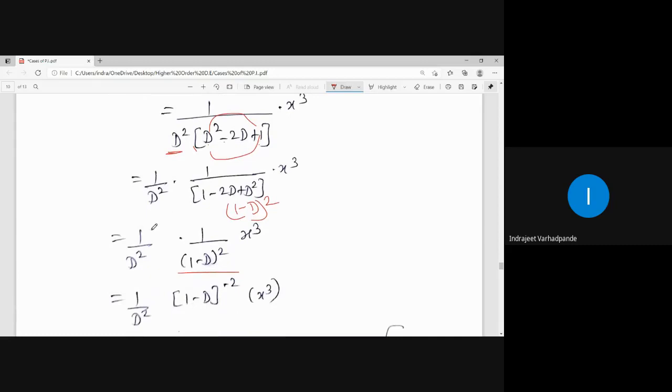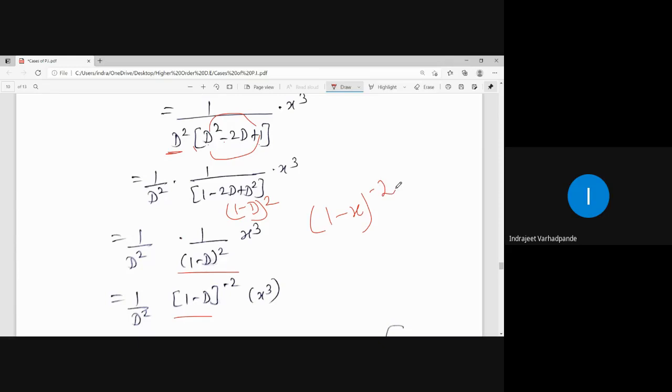So 1 upon d square multiplied by 1 upon (1 minus d) whole square, to be operated on x cube. Take this to the numerator. Its power will be minus 2. And I have the binomial expansion available for (1 minus x) to the power minus 1 as well as (1 minus x) to the power minus 2.